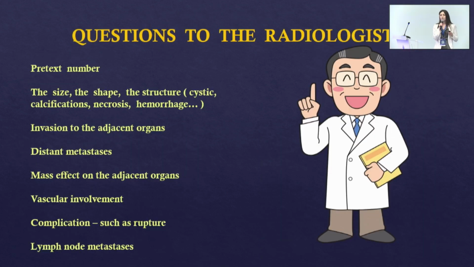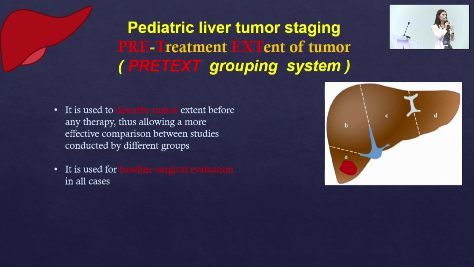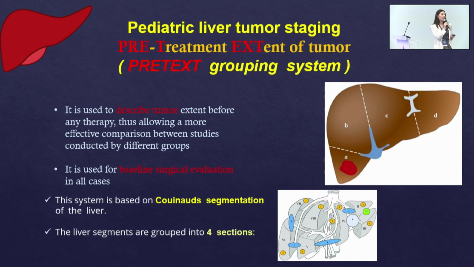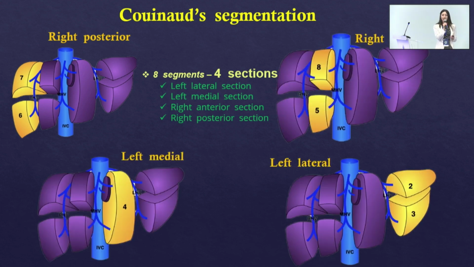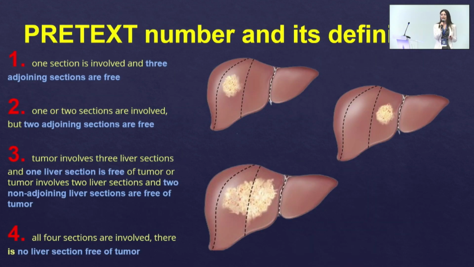Next, there are many questions that can be answered only by a radiologist. The first of them is about the PRETEXT number. PRETEXT number describes tumor extent before any therapy. It is used for baseline surgical evaluation in all cases by calculating the number of contiguous sections that are involved in the tumor and that must be resected to completely remove the tumor. It is based on Couinaud segmentation. As you know, we have 8 segments in the liver, but we have 4 sections. And according to the PRETEXT number, we have 4 types of tumor. The first one is the best, and the fourth one is the worst.